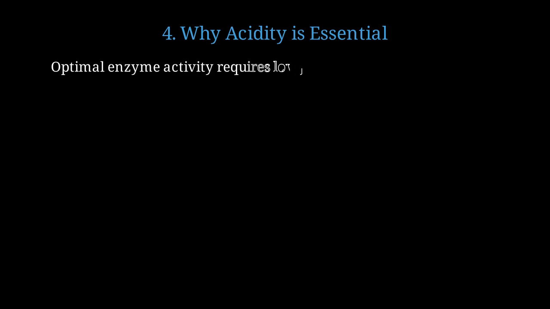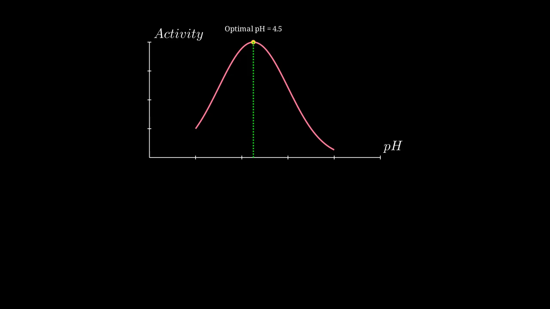Hydrolytic enzymes inside lysosomes, such as proteases, lipases, and nucleases, work best at acidic pH around 4.5 to 5. This graph shows enzyme activity peaks at pH 4.5. Outside this range, enzyme activity drops dramatically. The acidic pH causes conformational changes in enzyme structure, activating them for their digestive functions.